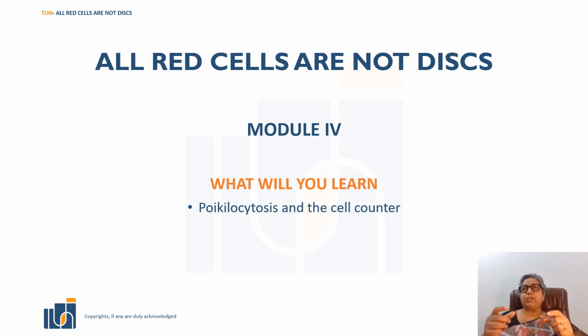Now, in the last session, over the next 20 odd minutes, I'm going to try and correlate what we see on the cell counter with what we see on the peripheral smear. At the end of the day, when the laboratory invests in a cell counter, we should be able to get a sufficient amount of information, either from the numerical values or from the graphs, about whether we should look at the smear, and if we do look at the smear, are we going to see anything abnormal?